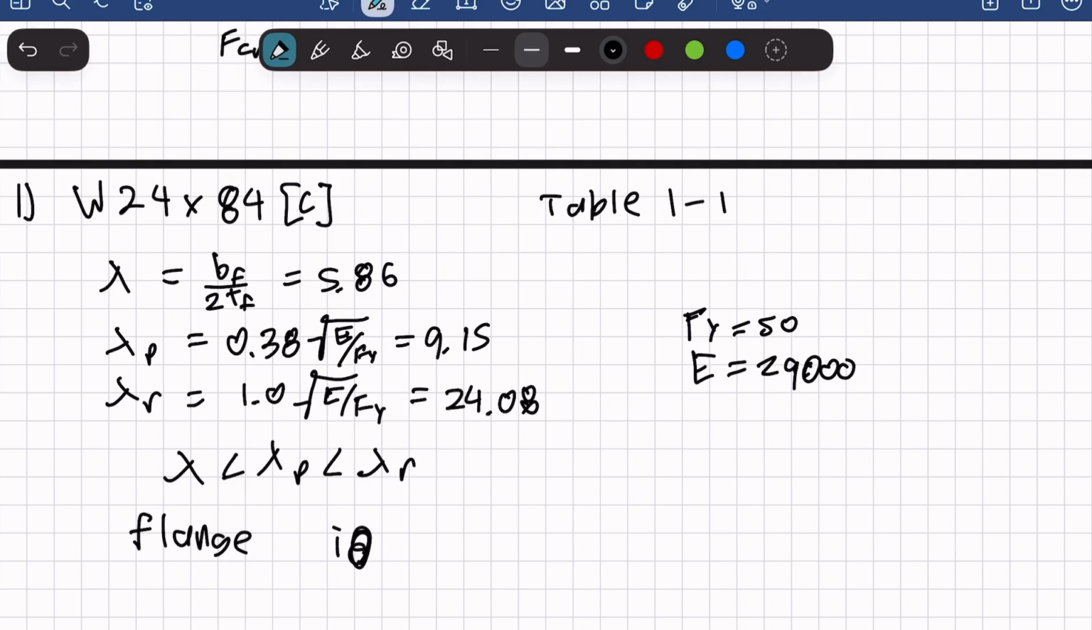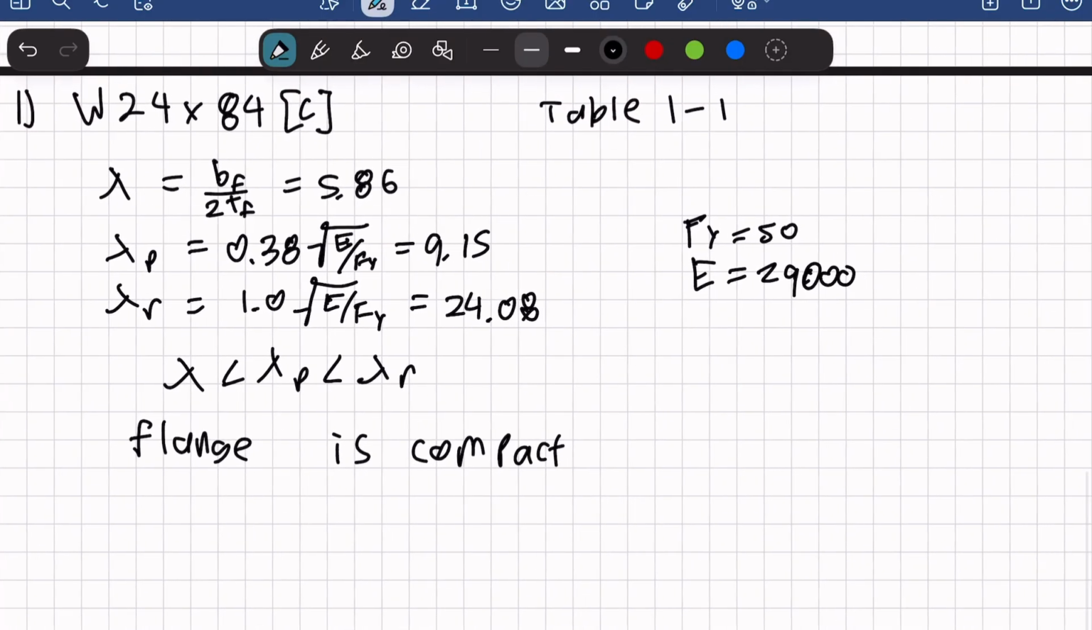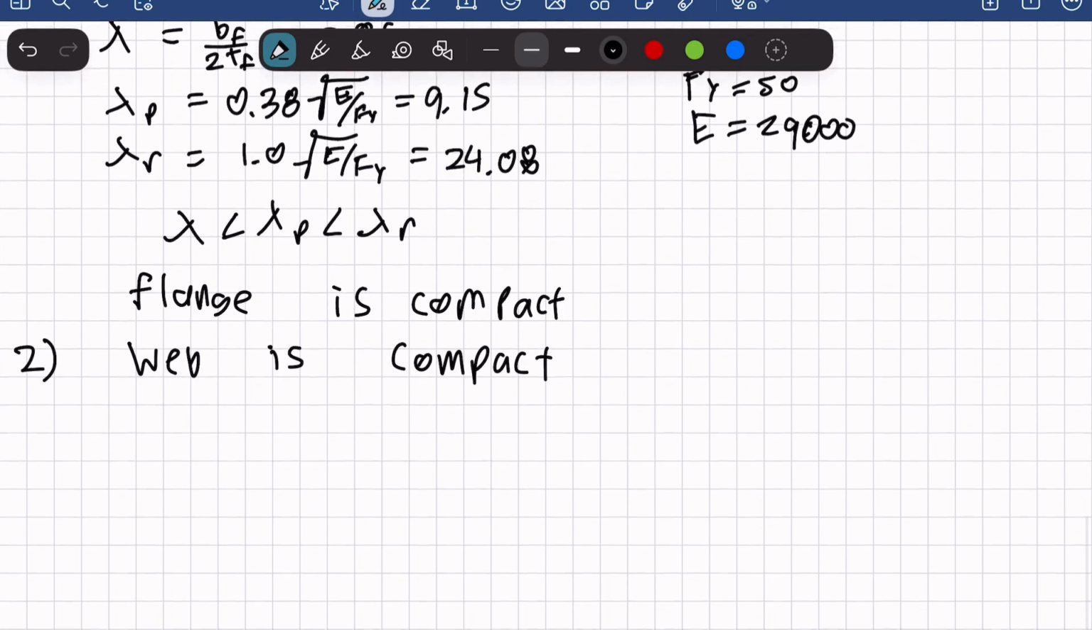So what that means essentially is that our member is not subject to flange local buckling, which means that the only thing we have to analyze is lateral torsional buckling, or technically speaking yielding, but that's just looking at MP. That would be flexural yielding. So flange is compact. Two, we know the web is compact. And then that means we can move right on to our analysis of LB.